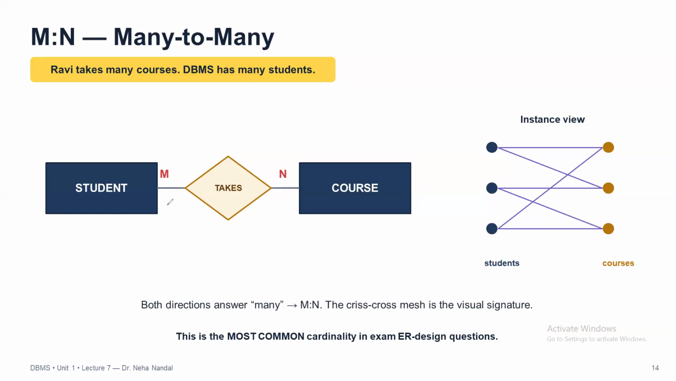Here one student can belong to many courses, and one course can have many students. That's why many came on both sides. Great, I hope you got some idea. So here one student is related to many courses, and one course is also having many students.